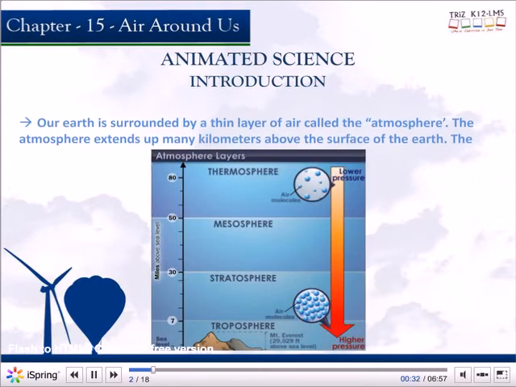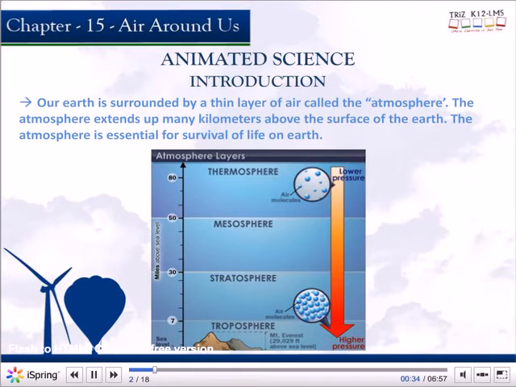Our Earth is surrounded by a thin layer of air called the atmosphere. The atmosphere extends up many kilometers above the surface of the Earth. The atmosphere is essential for survival of life on Earth.